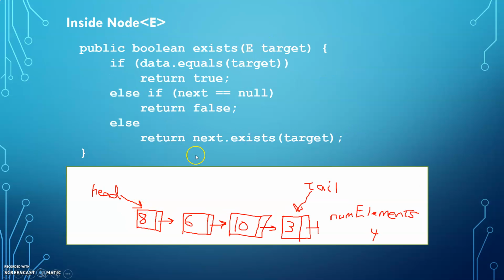So then the exists method is running on this node and says, well, does data, 8, equal the target, 10? No, it doesn't. So is the next null? Well, it's not null. So what we're going to do is return whatever this node says that it finds. So we're going to the next node, and exists is now going to run here. When exists runs, we're receiving the 10, it's going to compare, does data, which is 6, equal the target? It doesn't. Is the next null? The next is not null.